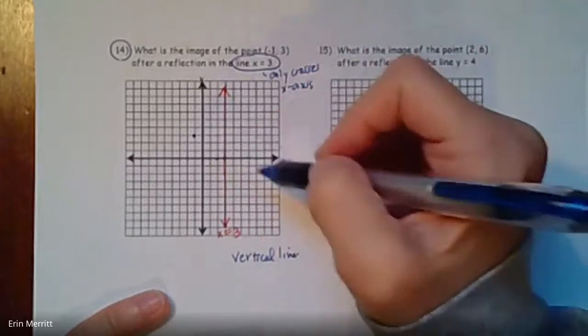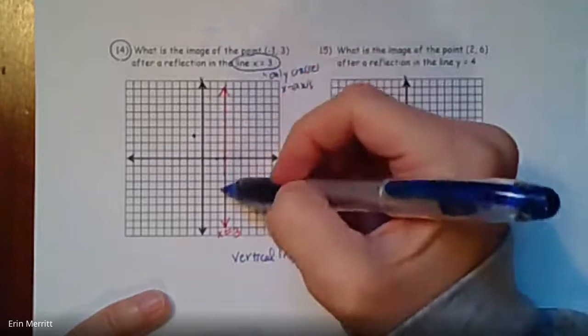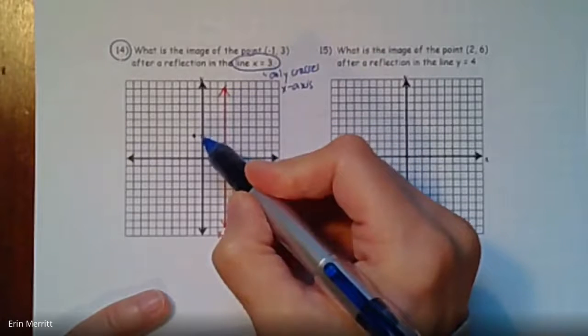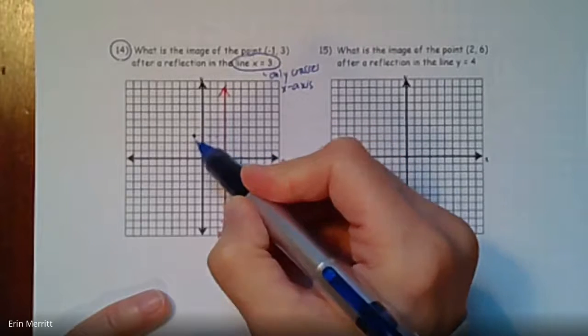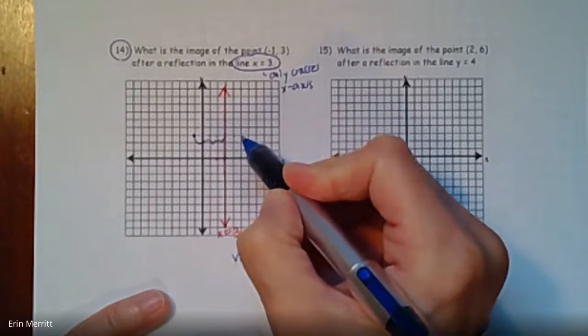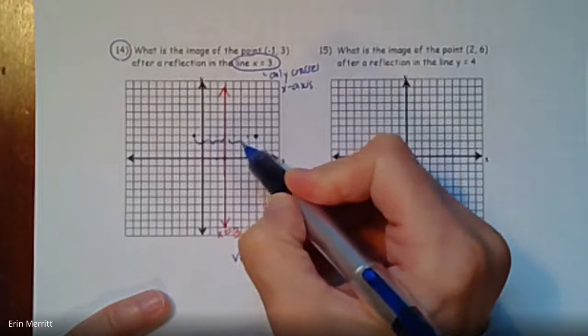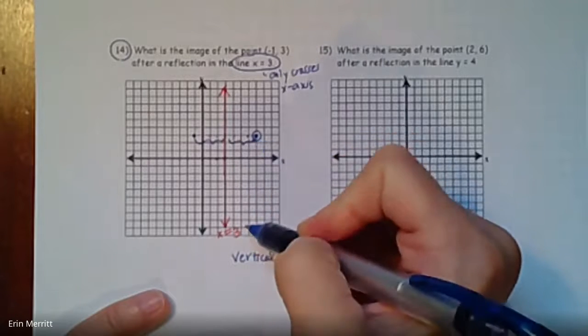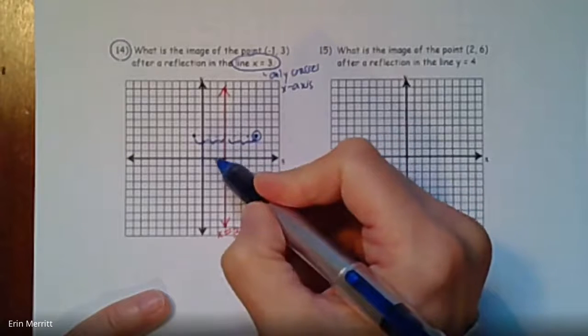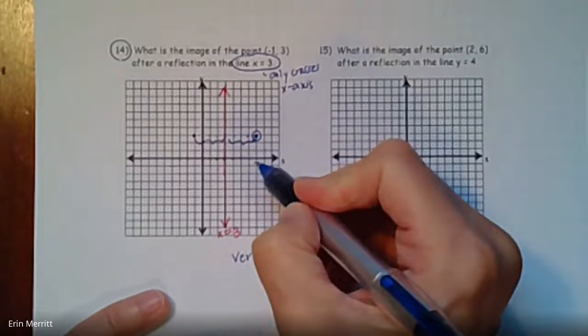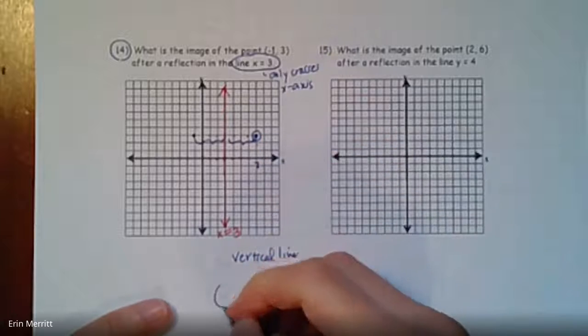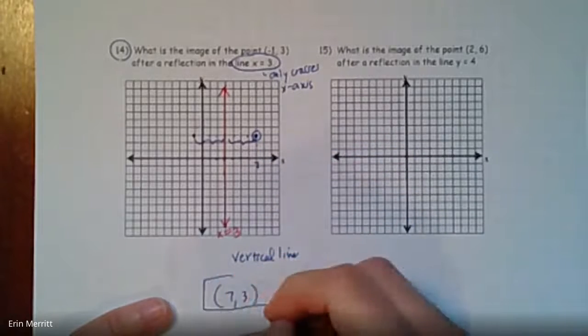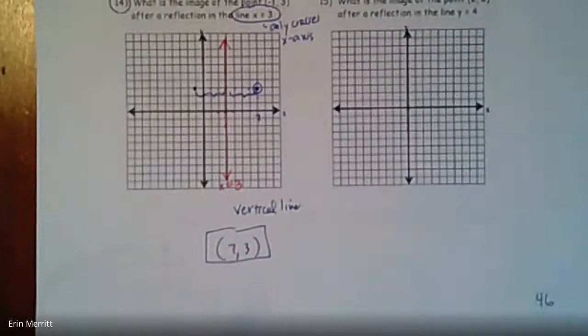Remember, you're always reflecting perpendicular. So since this is vertical, you're going to walk horizontally 1, 2, 3, 4, and then that same distance of 4 past, 1, 2, 3, 4, so that it lands over here. And the coordinates of that point, 1, 2, 3, 4, 5, 6, 7, up 1, 2, 3. And then that is our answer there.